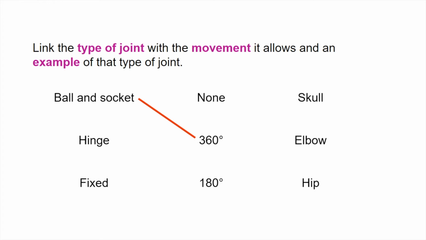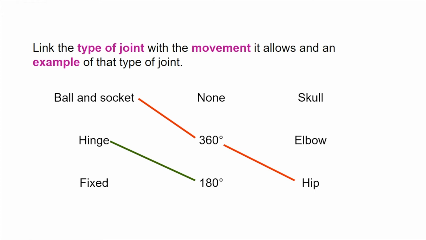So ball and socket has a movement of 360 degrees. You will find it in the hip. So remember, a few slides ago, I said one of the places that you will find a ball and socket joint was in the shoulders. The other one is in the hip.